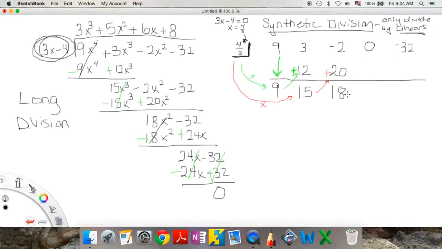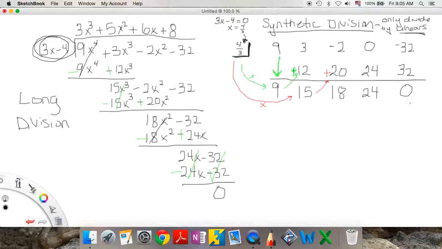4/3 times 18. Well, 4/3 times 18 is 24. Put it up here. Add these two. 24. Then you multiply this one. So 4/3 times 24 is 32. And then add these two.